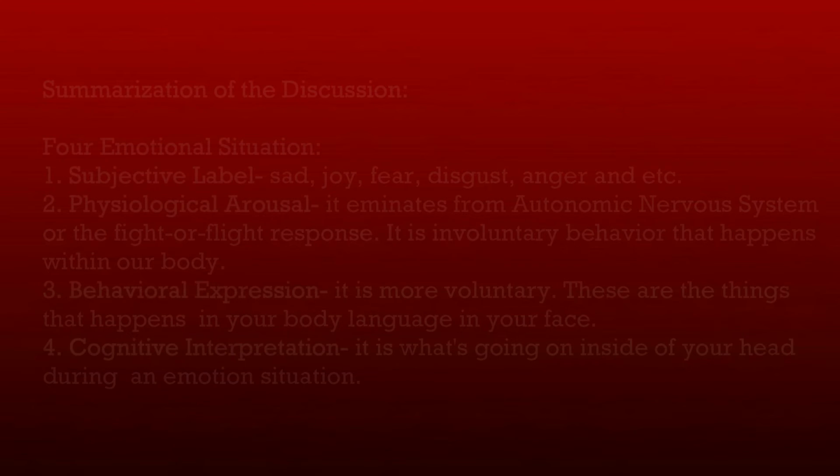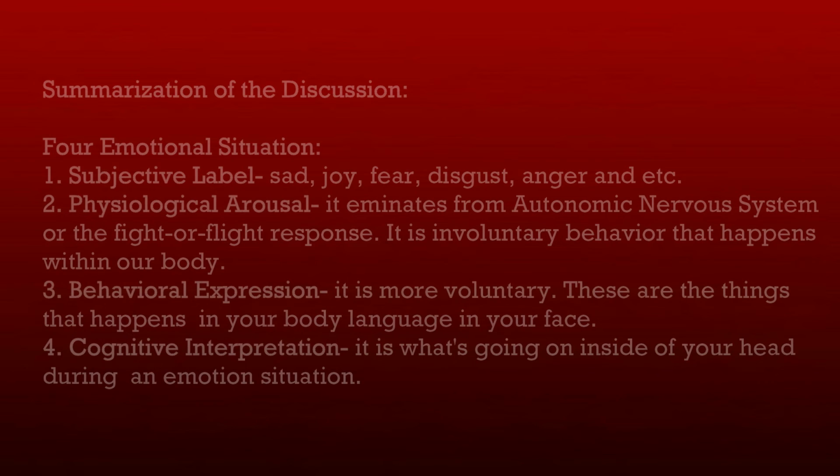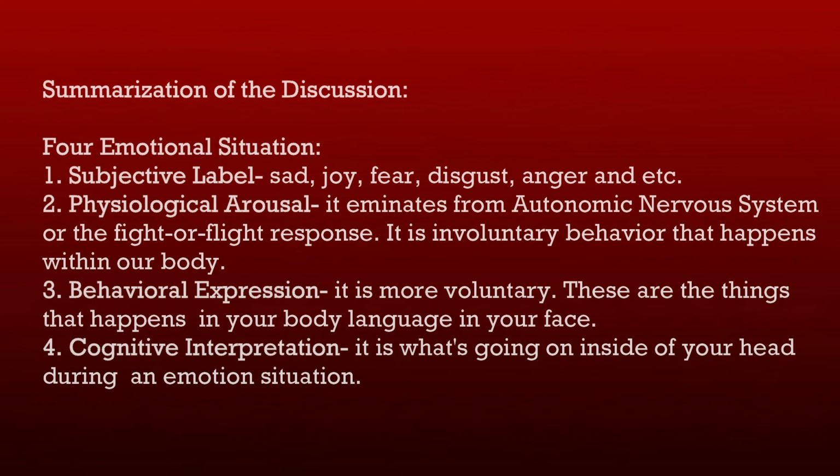And now, let's go to the summarization of the discussion. First, the four emotional situations, which are the subjective label, physiological arousal, behavioral expression, and cognitive interpretation. In subjective label, these are sad, joy, fear, disgust, anger, and many more. While physiological arousal emanates from the autonomic nervous system or the fight or flight response, and it is involuntary behavior that happens within our body.